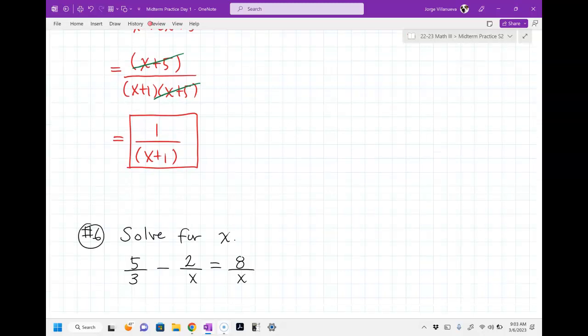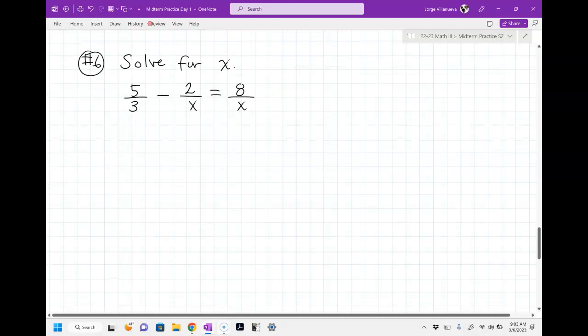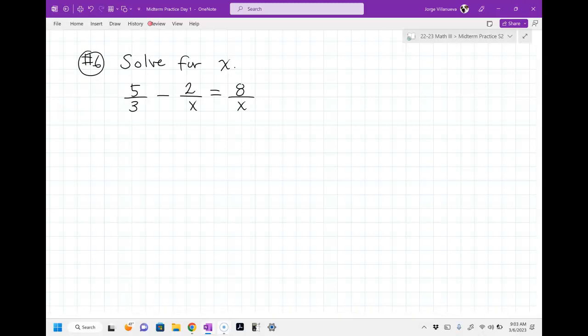Number 6. Solving for x. So we got 6 and 7, and then we're done. Okay? So this is solving rational expressions, okay, or solving rational equations, I guess you could say. Does anybody remember what we used to do with these to try to fix them? Because I hate fractions. We would multiply by the denominator.